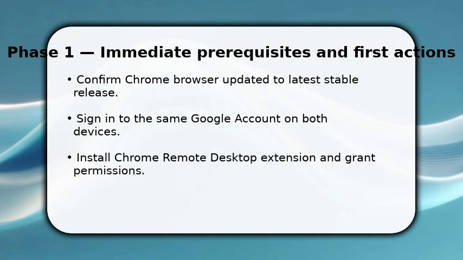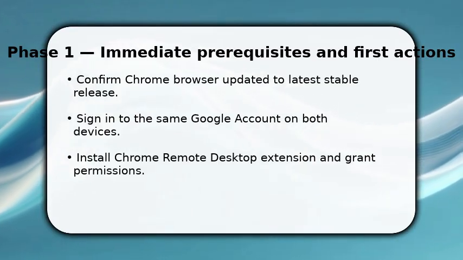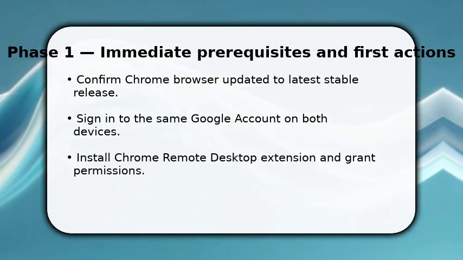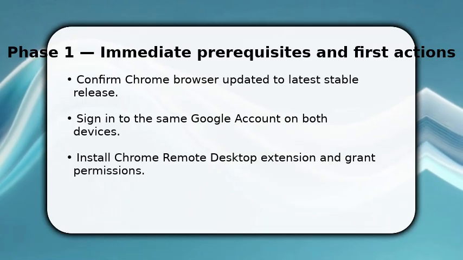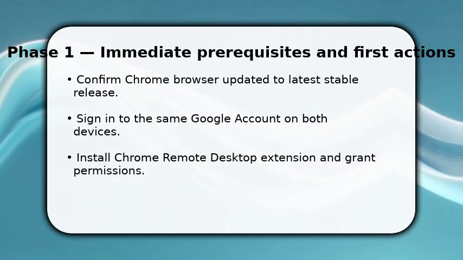You start by confirming the essentials. Chrome updated and you signed into the same Google account on both computers. Open the Chrome Remote Desktop extension, accept prompts, and grant access to your profile and remote permissions. This establishes identity and security.